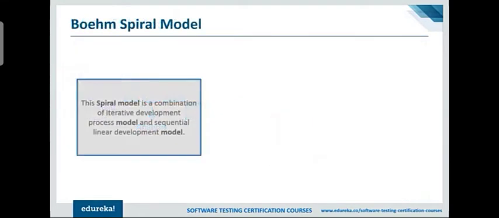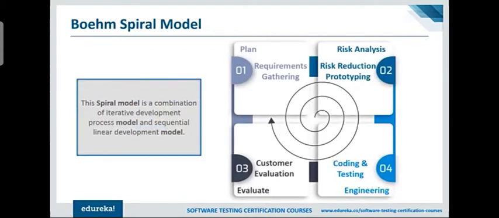Next, let's take a look at Boehm's spiral model. The spiral model works in an iterative nature. It is a combination of both the prototype development process and the linear development process, that is your waterfall model. This model places more emphasis on risk analysis. Mostly this model is adopted for large and complicated projects where the risk is very high.